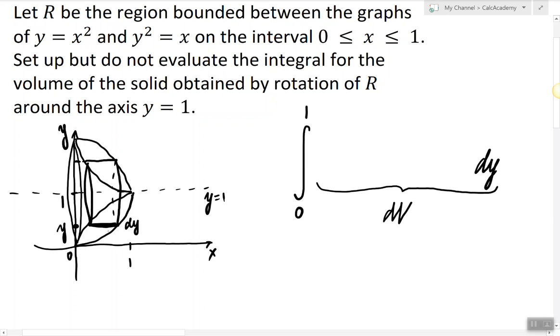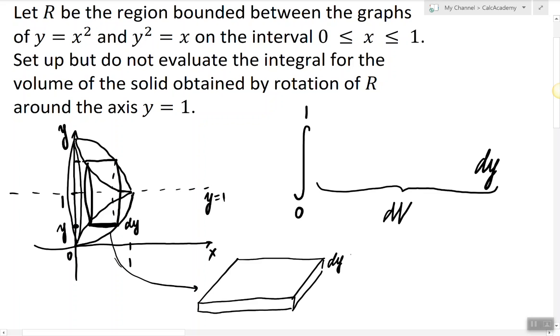And let's take this shell out and let's cut it open. When we cut it open, we're going to have the following rectangular box of thickness dy. The width, we can call it w, will be, if we trace it back to the original diagram, this distance over here, which is the distance between the graphs of these two equations.